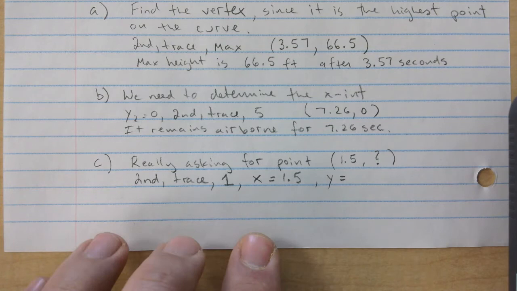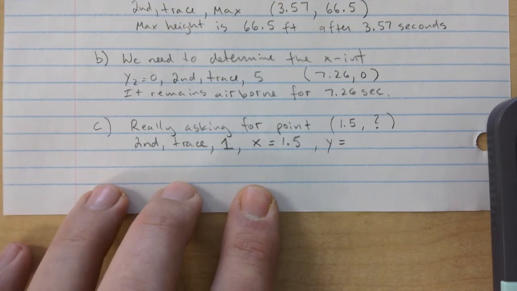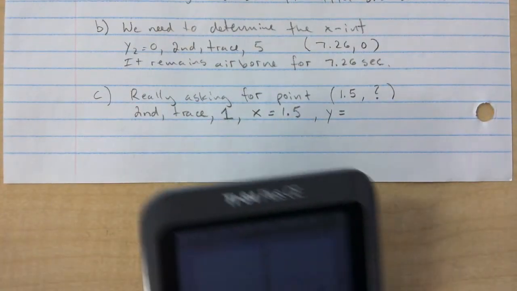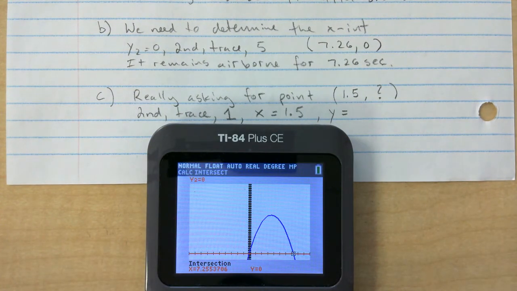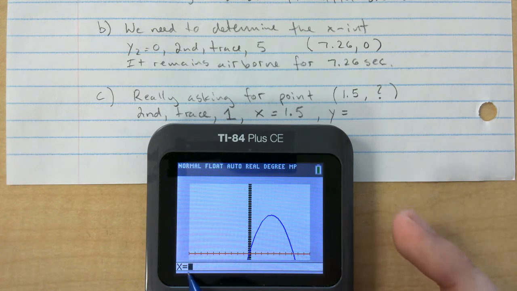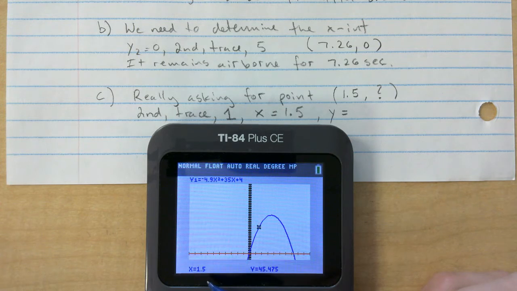So the keystrokes are the most important component here to know how to answer properly, right? And so I'm going to go second trace 1, and it's asking me for an entry for x. So I'm going to say after 1.5 seconds, and it's up here, right? So the height of the ball will be 45.48 feet. Okay, 45.48.